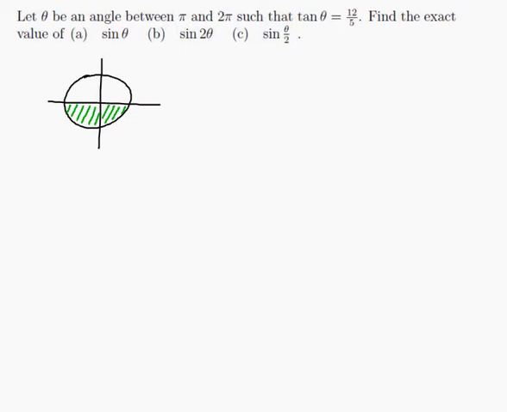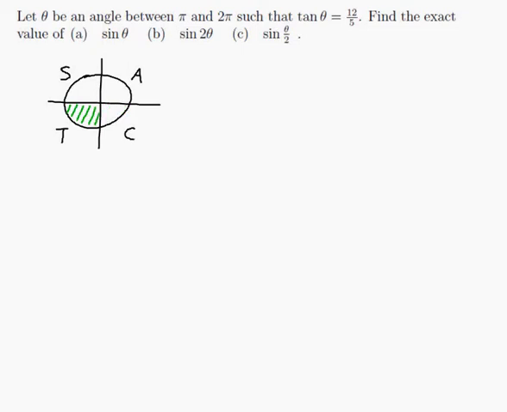Now we do have slightly more information. We know that tan theta is 12 on 5, which is positive. And we actually know where each of the sine, cos and tan are positive. All positive here, sine positive here, tan positive here, cos positive here. So if tan is positive here, and our value of tan is positive, it's 12 on 5, that means that theta is actually here in the third quadrant.